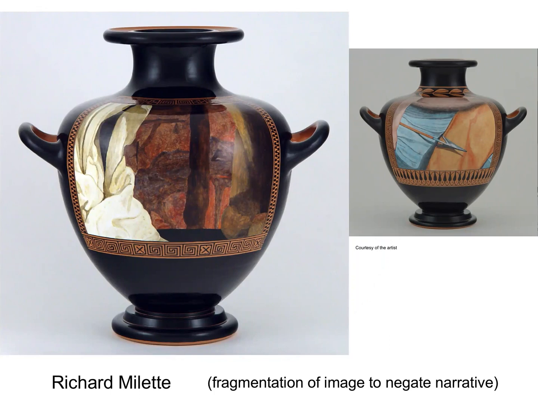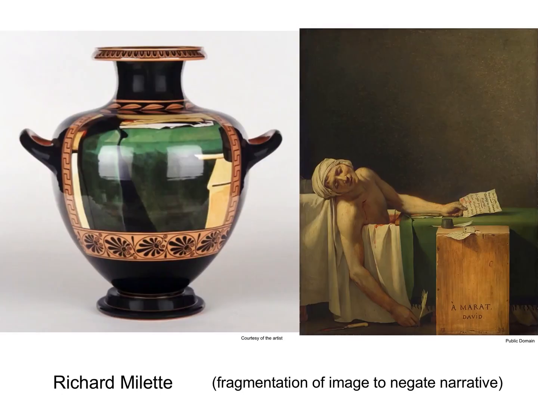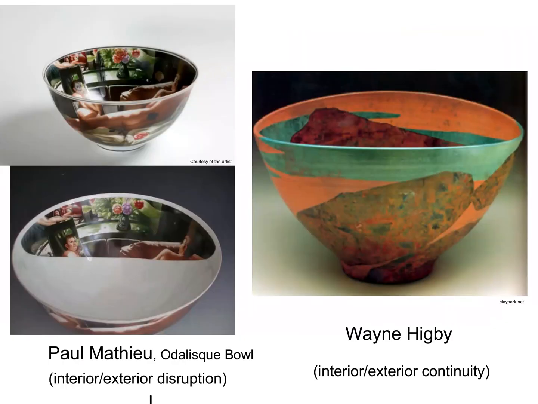Richard Millet, who basically comes up in some form or other in most, if not all, of those lectures, here with the fragmentation of an image to negate the narrative. The representations on those reproductions of Hydria vessels from antiquity are fragments of known paintings, and by presenting you with just a small fragment of it, he negates the importance of narration and storytelling for the interpretation of artworks. Another example of that here in this painting by Louis David on the right, and a representation of a tiny fragment of that painting in the work of Richard Millet.